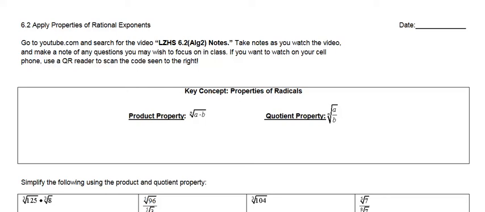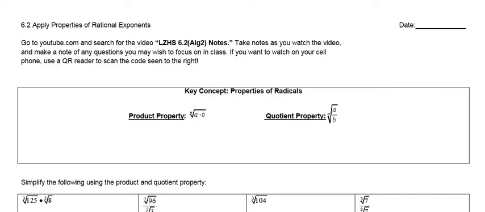All right, ladies and gentlemen, today we're going to take a look at section 6.2, which is applying properties of rational exponents. So you've gotten a little taste of this already as we looked at the basic properties of exponents and started applying them with rational numbers. So today we're going to elaborate that a bit further.